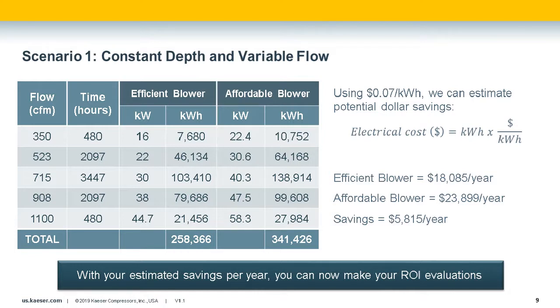If the difference is $20,000, the efficient blower makes a lot of sense. If it is $100,000, then it does not. So it really comes down to your electrical costs and your investment costs. So this concludes the section on constant depth and variable flow.